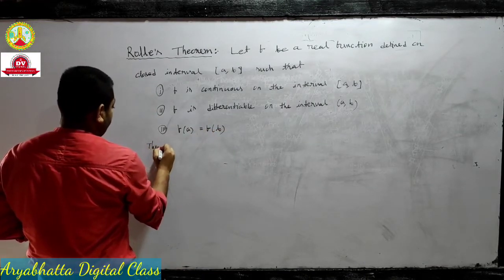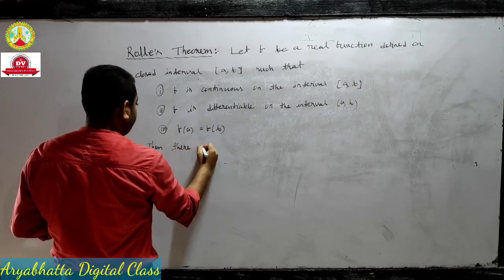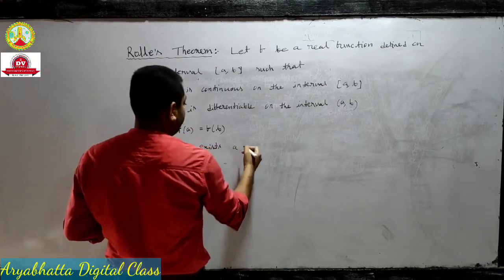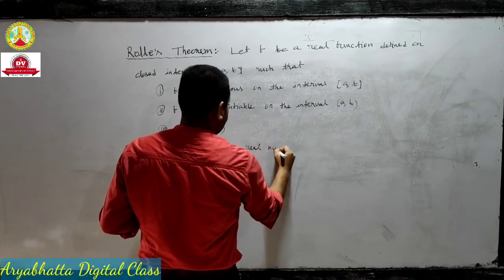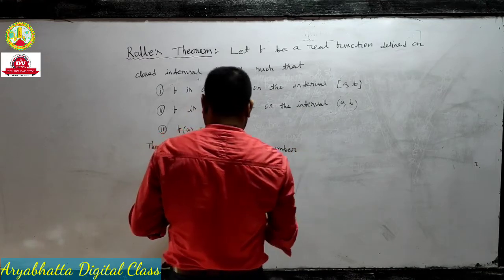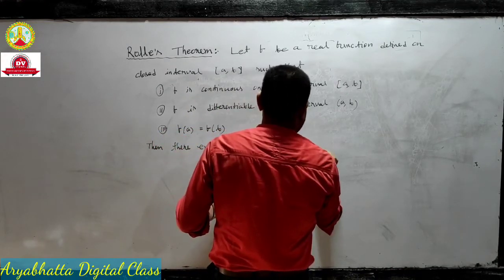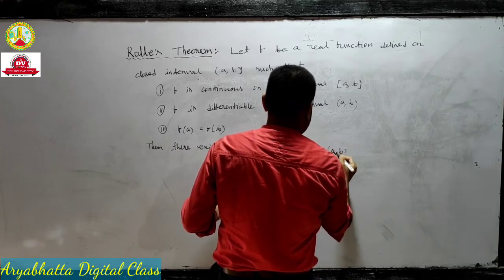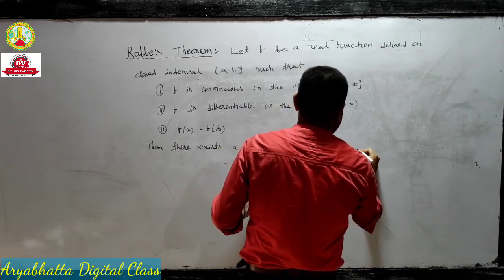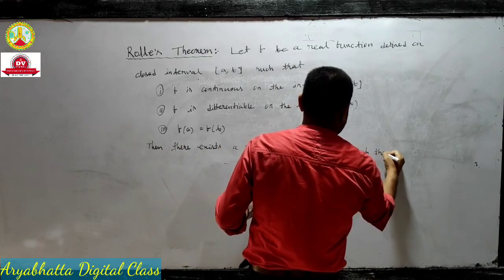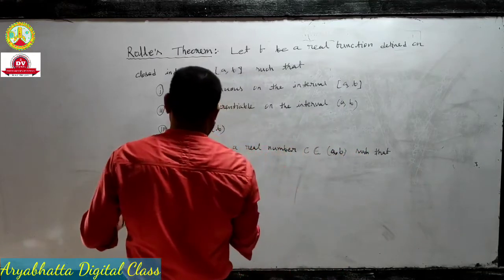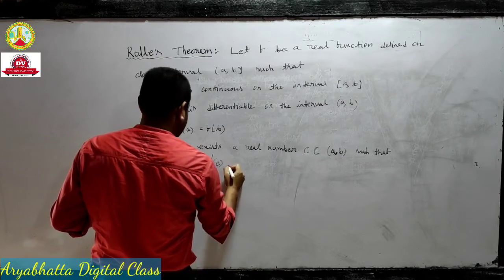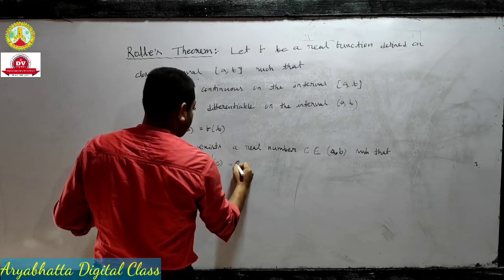Then there exists a real number c belongs to open interval a comma b such that f dash c is equal to 0.